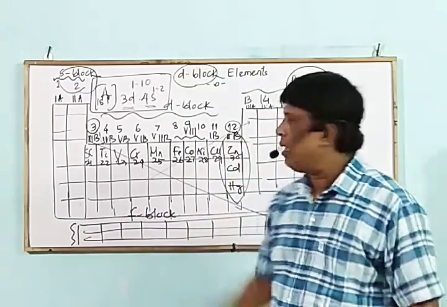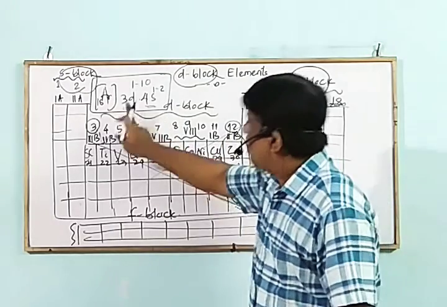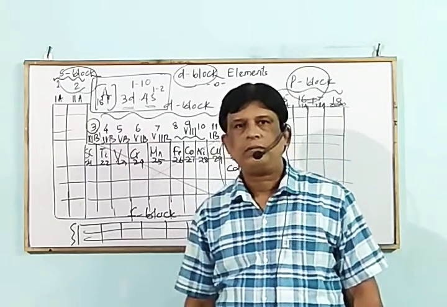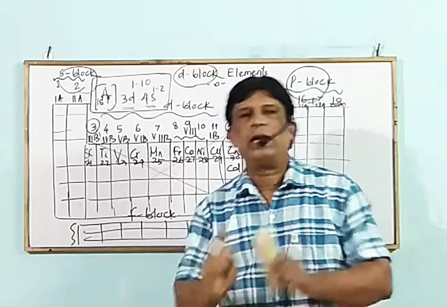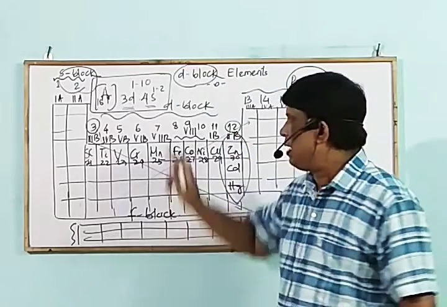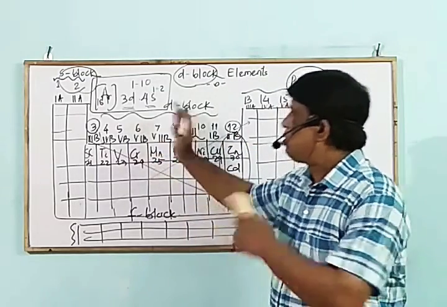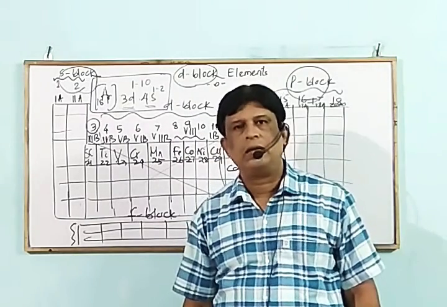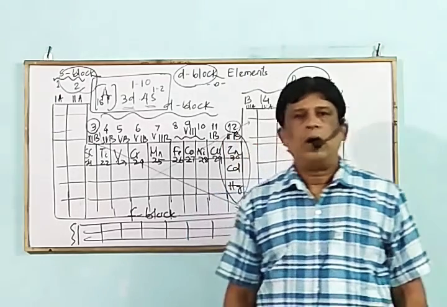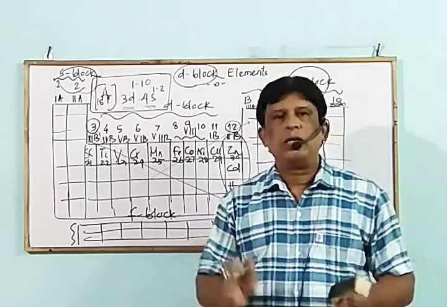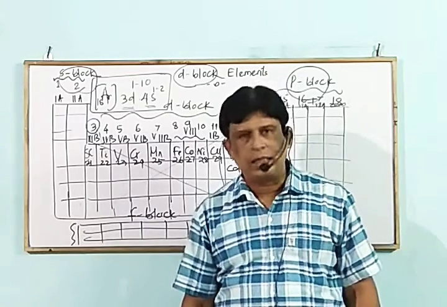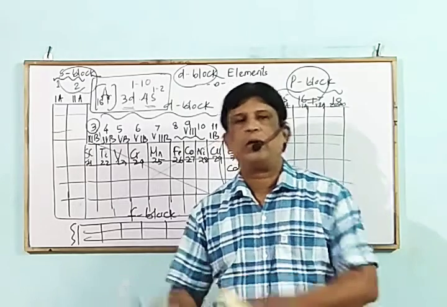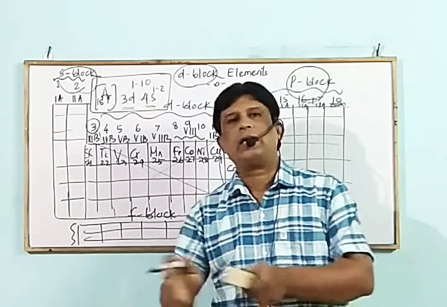So it is clear that the valence shell and the penultimate shell both are incomplete, progressively filled up. Except in a few cases, we observe that most of them possess 2 electrons in their valence shell. Since most of them possess the same number of electrons in their valence shell, they have some similar characteristic properties.